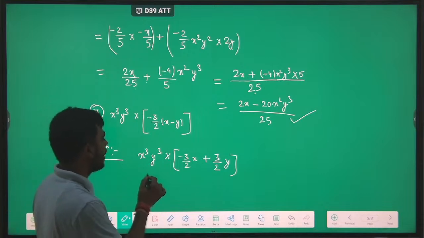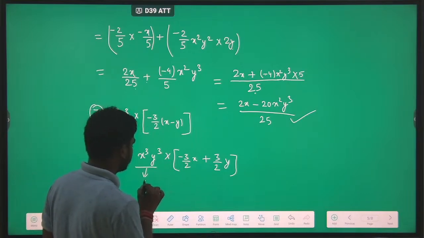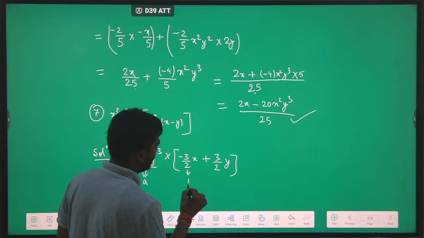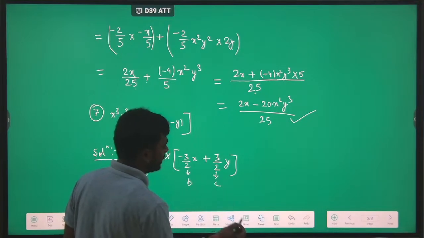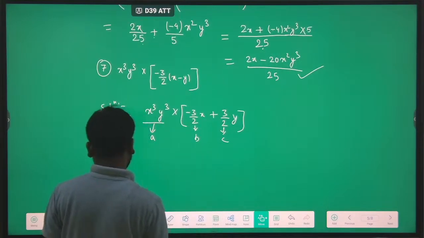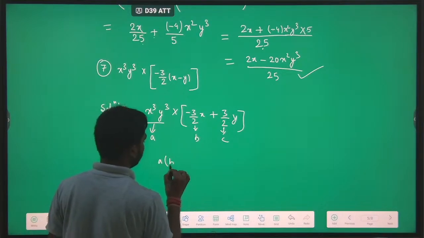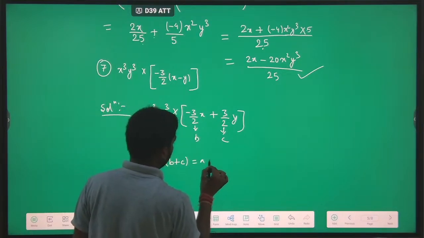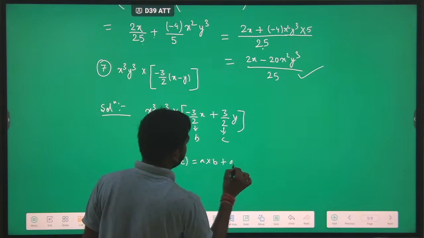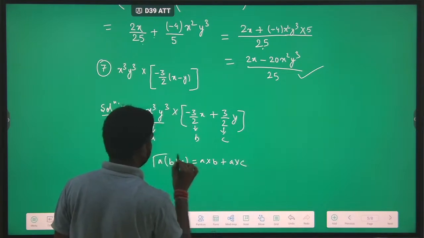Okay, so we have to multiply. Let us suppose this as A, this as B, and this as C. We know that A into B plus C is A into B plus A into C. So what will we get?